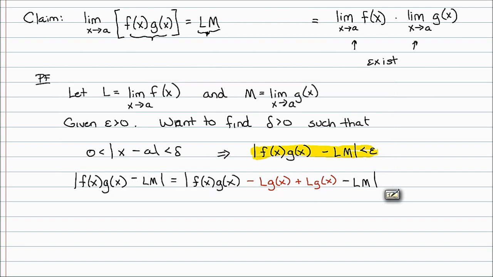And this will turn into the absolute value of, well, I could pull a g out of both the first two terms, so it's just g of x times the quantity f of x minus L. And in the second two terms, I could pull an L out, right? And I'm left with g of x minus M.